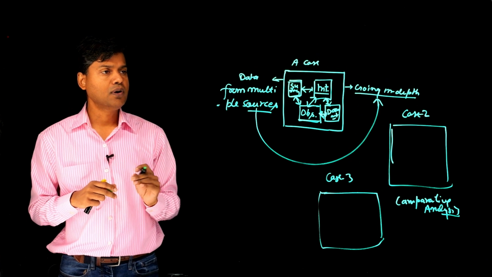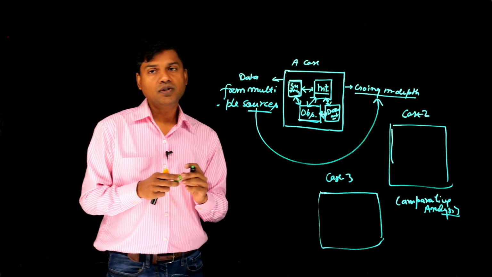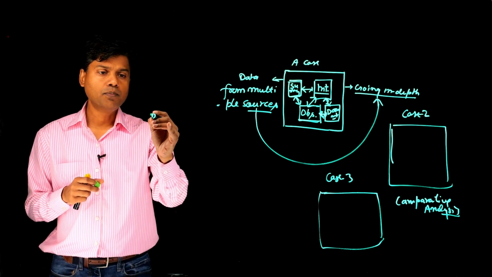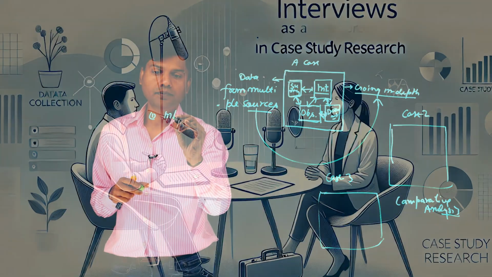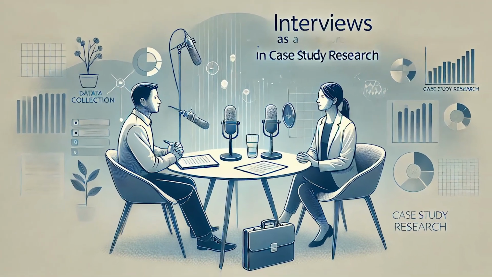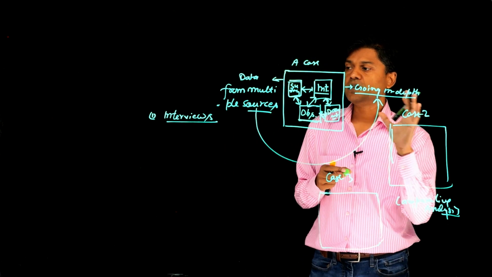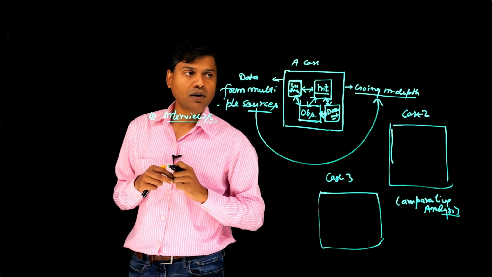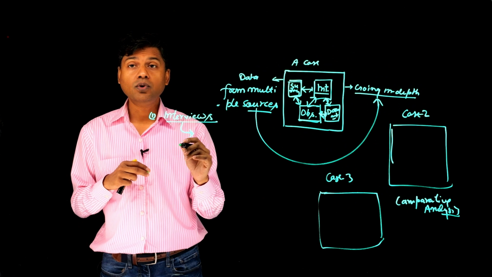Now let's focus on what might be some possible sources of data that, in general, case study researchers focus on. One popular method of data collection is interviews. Interviews, as you already know, are one of the common approaches of collecting data in qualitative research. In case study research too, it is widely used to collect data regarding the phenomenon, the case. And in that, you can interview the stakeholders in the case.